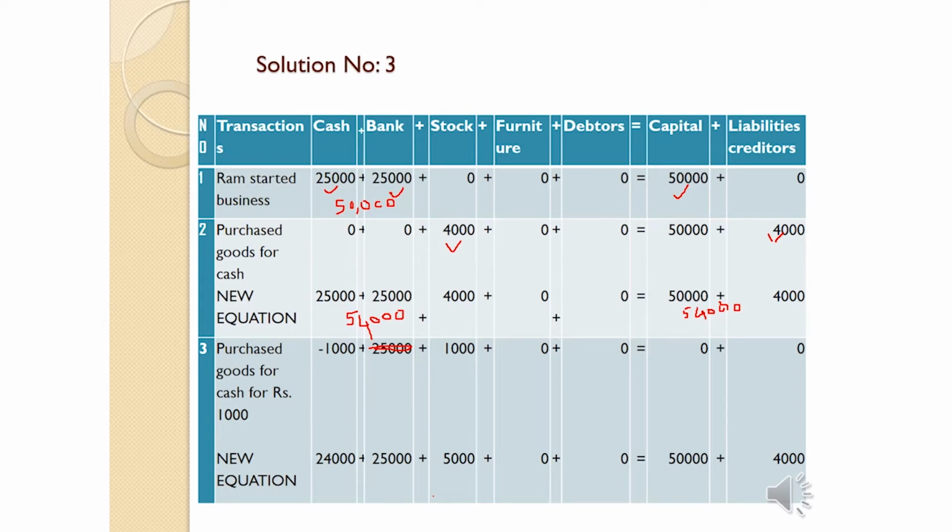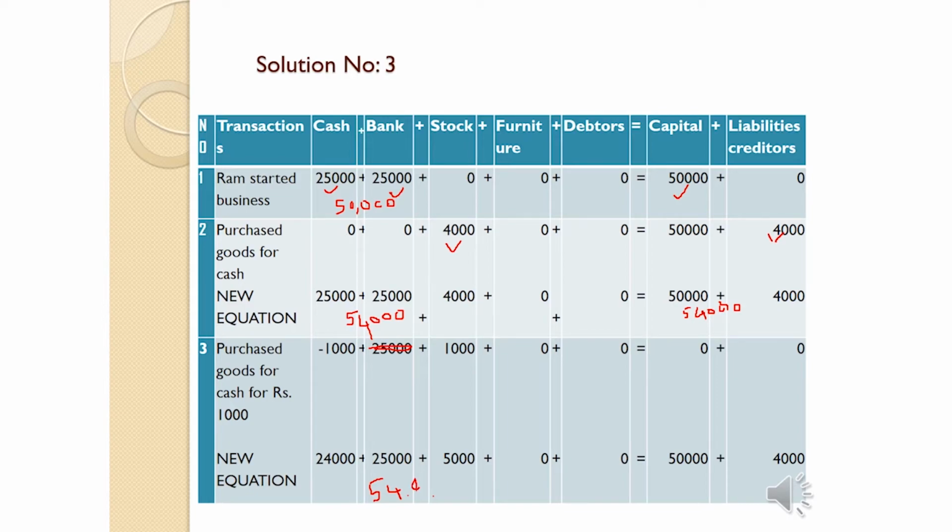So here purchase goods for cash. Here goods purchased, so stock value will be increased 1,000 rupees. But the cash goes out of the business, so minus 1,000 rupees cash will be decreased. So 25,000 minus 1,000, 24,000. So what is the total of these items? 24,000 plus 25,000, 49,000. 49,000 plus 4,000, 54,000. So the total value of the asset is 54,000. So the liabilities is also 54,000. So 54,000 is equal to 54,000, should be equal here.